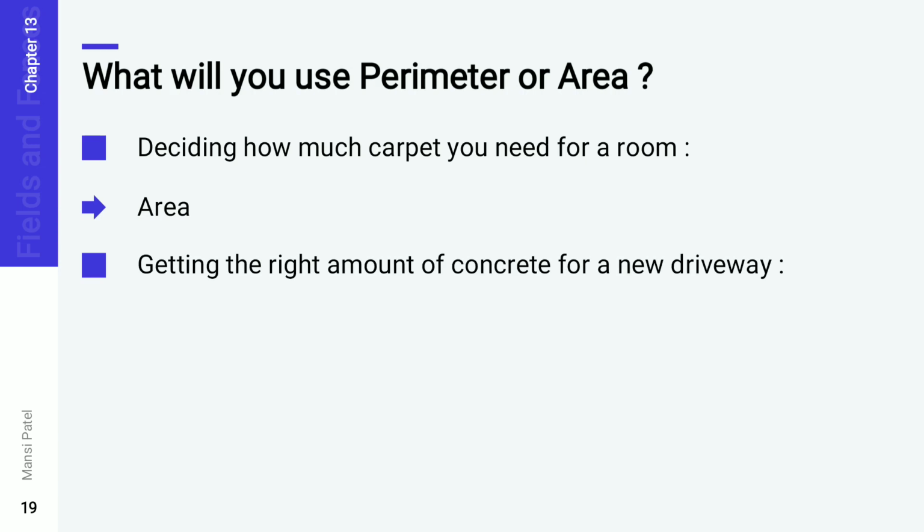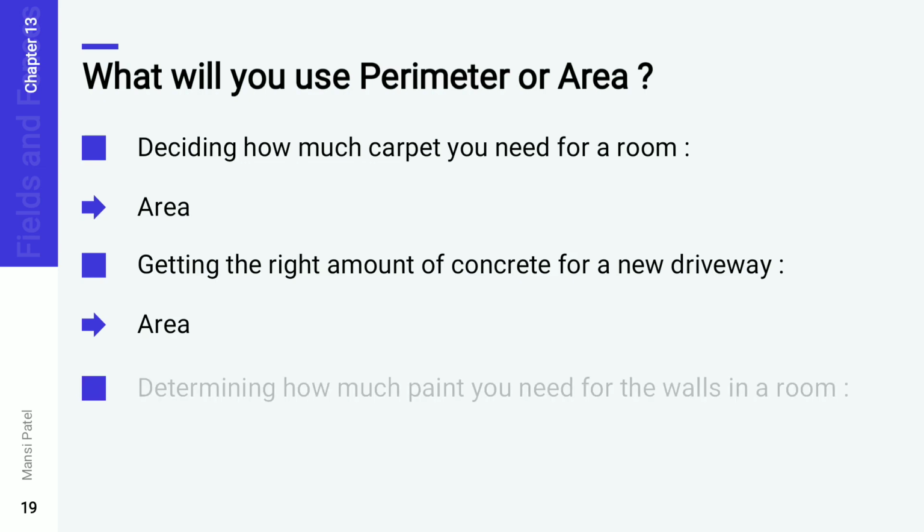See the next one: getting the right amount of concrete for a new driveway. Here you want some concrete for a new driveway, to make a new way. They are not using that concrete on the border. They are using concrete inside, throughout. That's why you have to find the area.